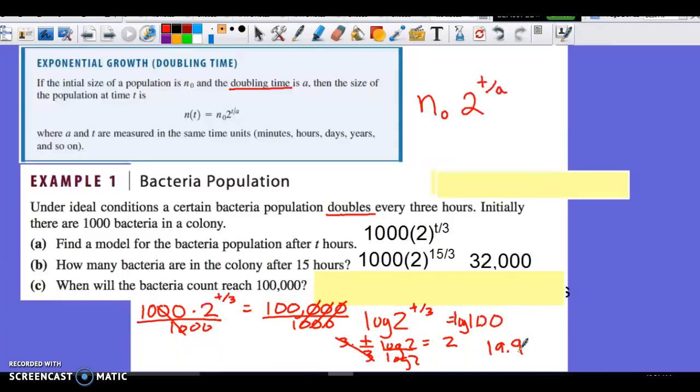Okay, so that's how many hours it would take, almost 20 hours, for the bacteria to reach this much. That's kind of crazy considering that at 15 it was only 32,000. So it shows you how quickly something can add up when you're doubling it.